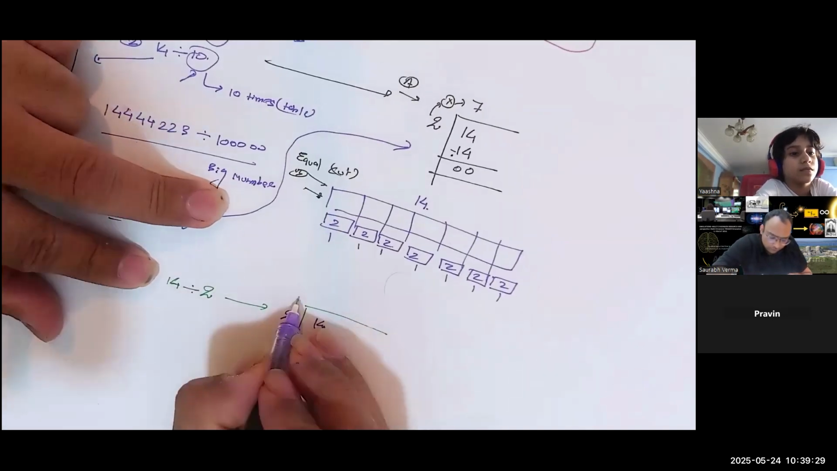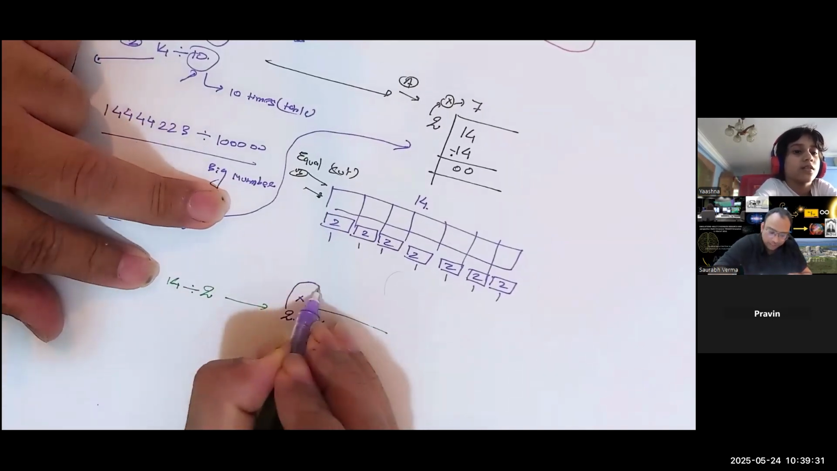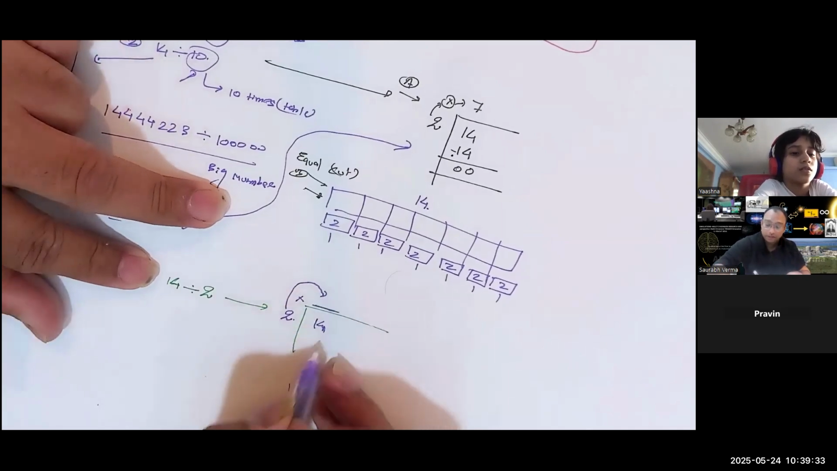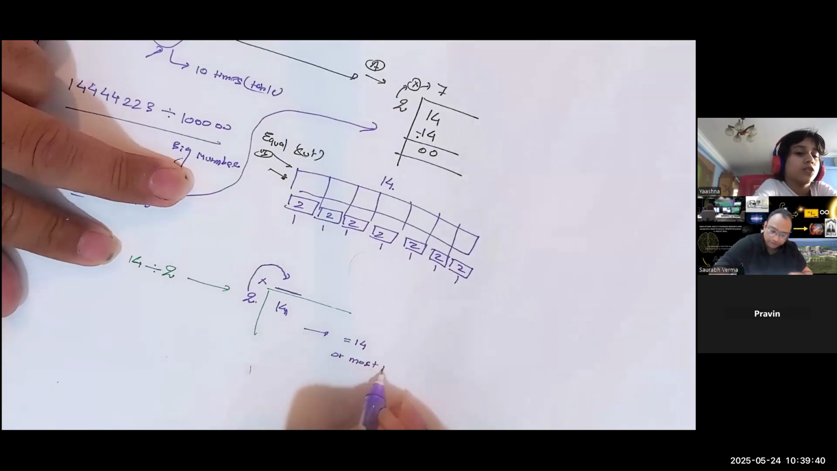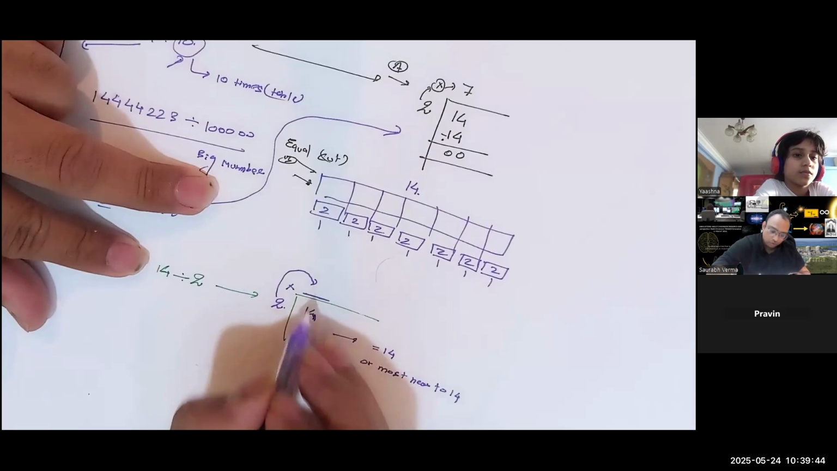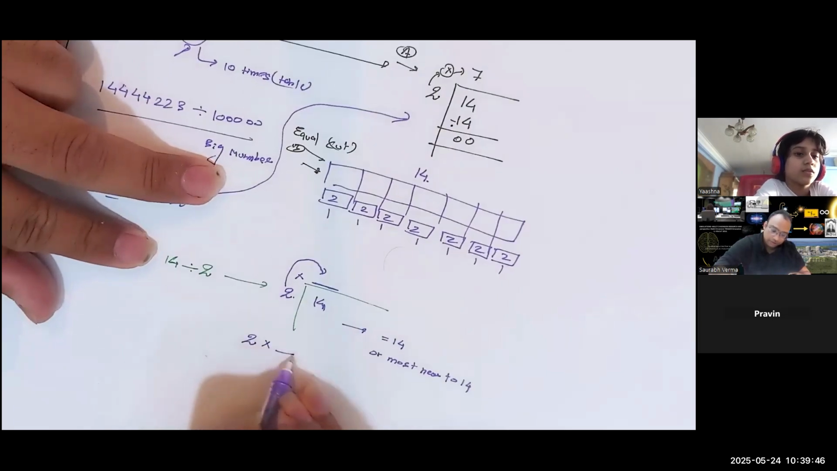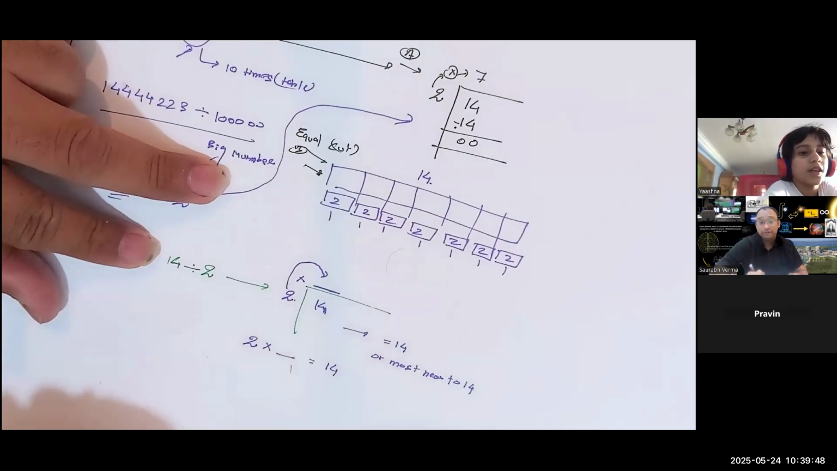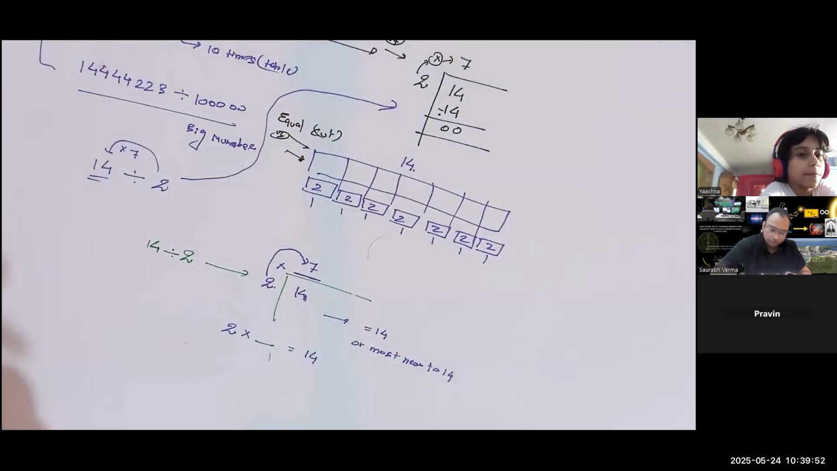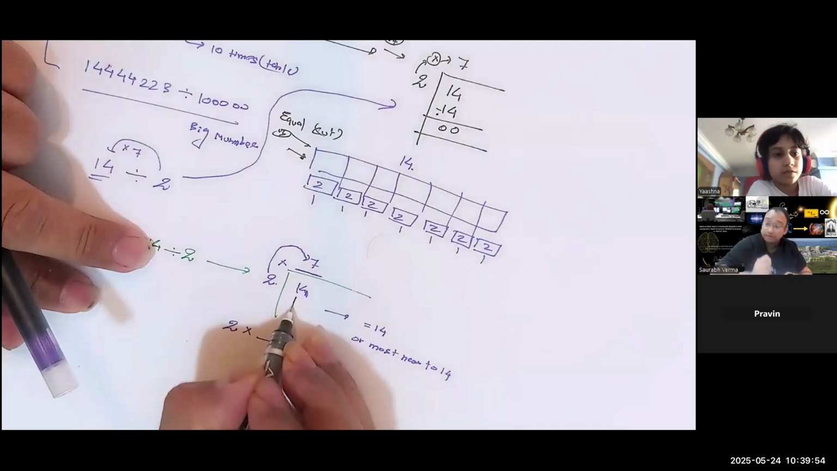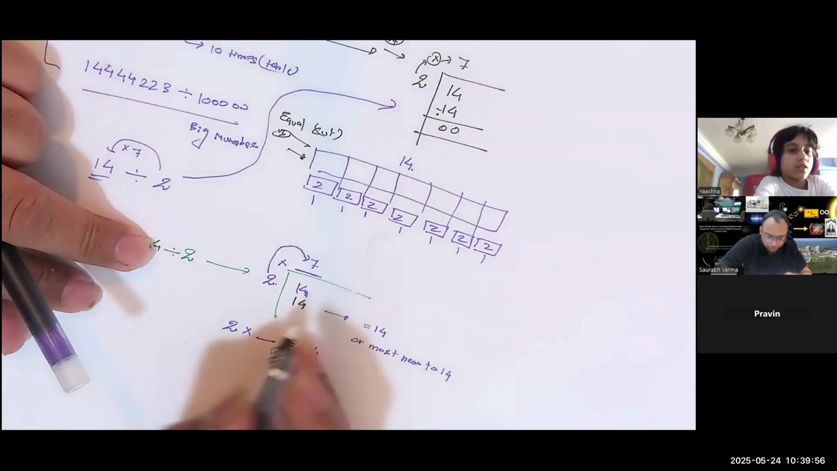And you have to think, I have to multiply 2 by what to make it either equal to 14 or most near to 14? 2 multiplied by 14? No. 2 multiplied by what is equal to 14? 7. That's all. Once you multiply by 7, you have to put a 14 over here, and you have to put a minus.